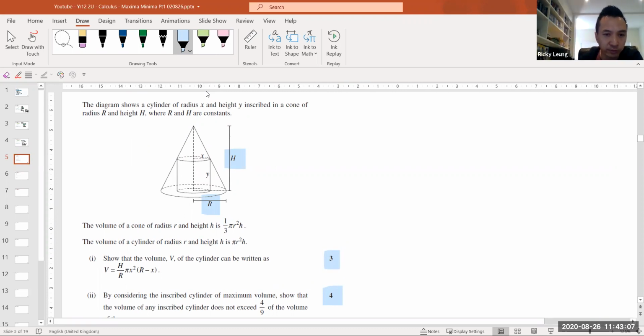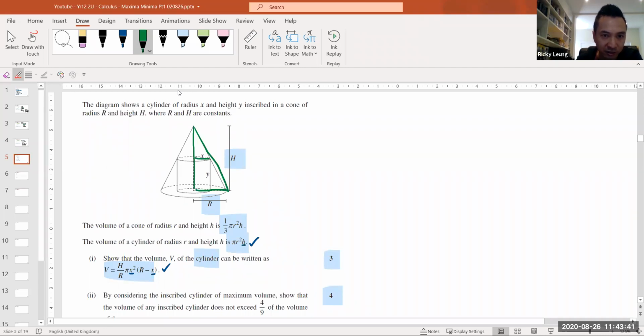They give you the volume of the cone is this, the volume of a cylinder is this, and they're asking you to prove the volume of the cylinder is this. So basically they're saying the volume of a cylinder normally is that. However, they want you to prove the volume is in terms of X only, so the H goes away. So somewhere along the lines, I need to replace the value of H with X. And if you can see it, can you see the similar triangles at play?